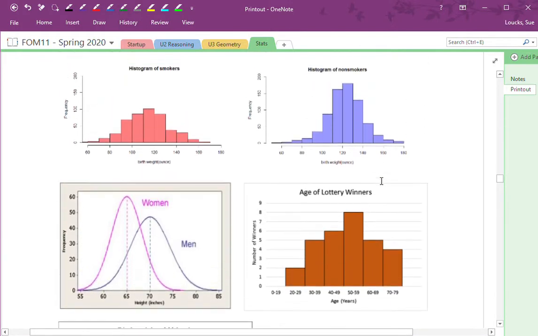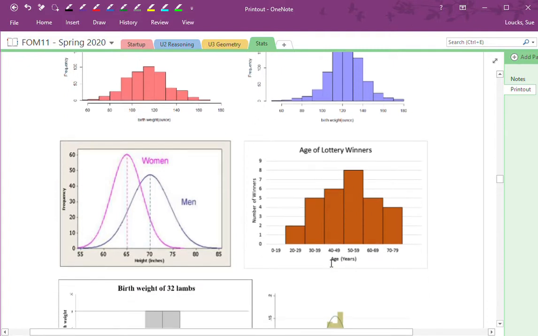This happens a lot in the real world. This is birth weights of babies born to smokers and non-smokers. Notice the difference, you shouldn't be smoking. Heights of men and women. Yeah, men on average are taller, but there's not a lot of overlap. See how easy that was to compare when it was done as two frequency polygons?